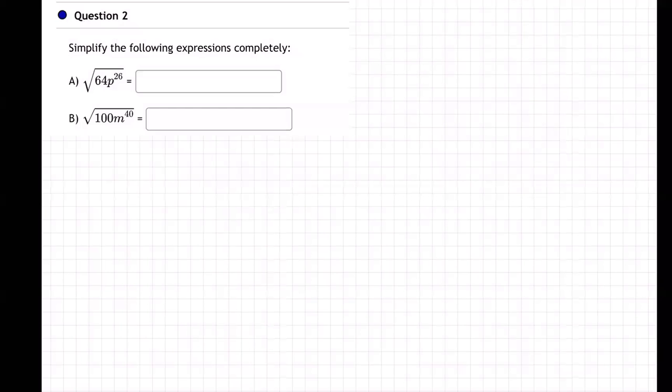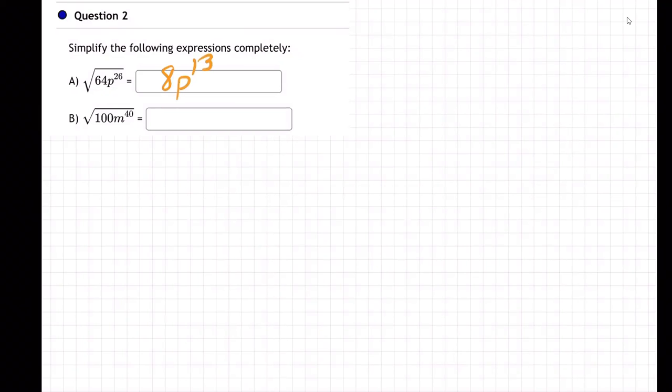Okay, so on this one, square root of 64p to the 26th. What are we going to do there? Well, we square root the number. Square root of 64 is going to be 8. If you're rusty, you just use your calculator. 8 times 8, 64. And then what do we do with the power? Well, we cut it in half.